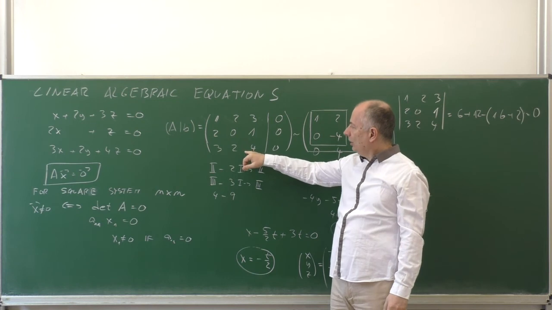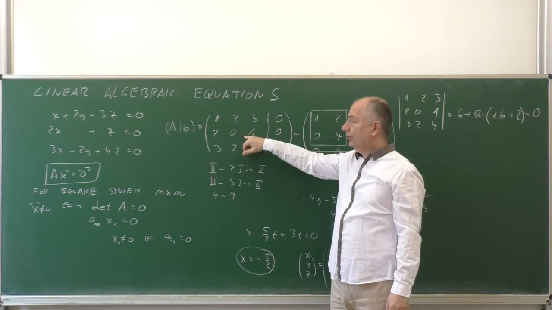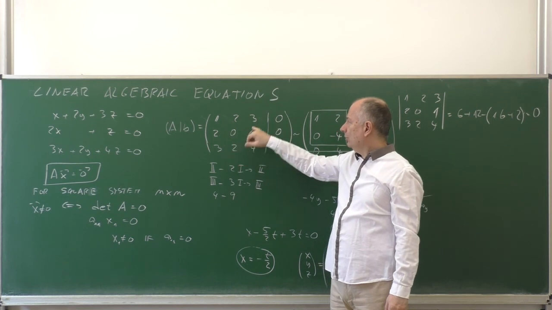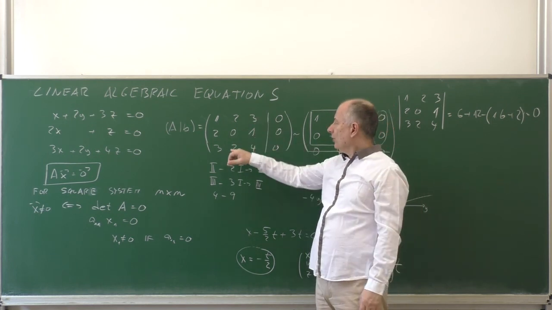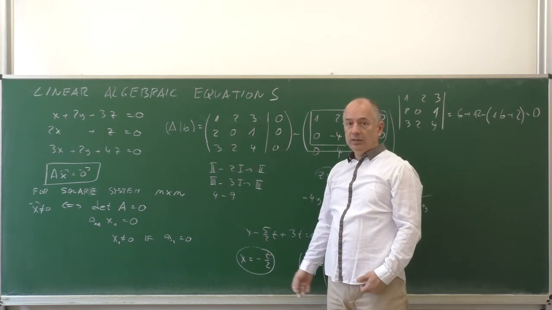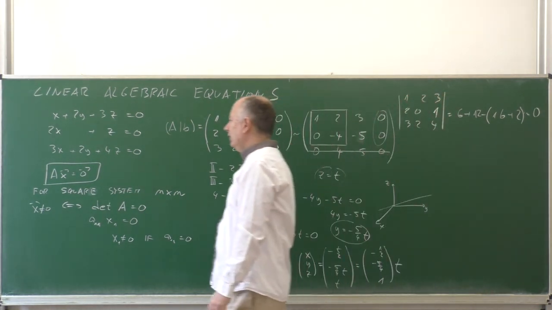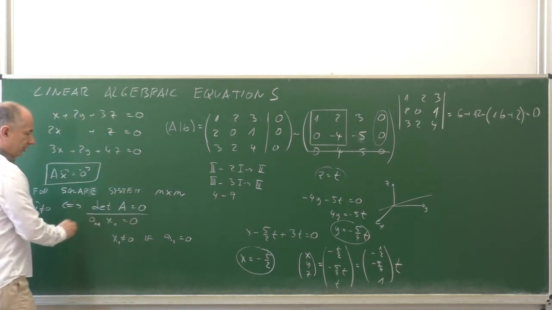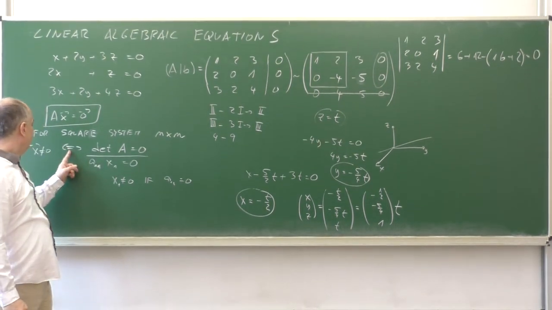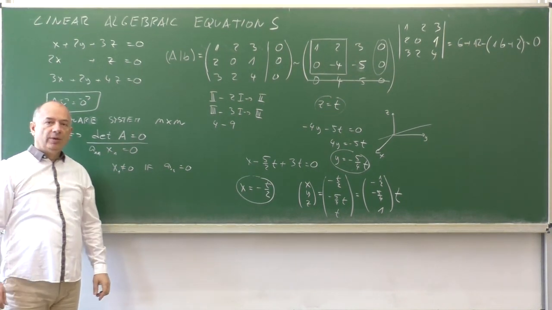Also you can see that the third row is just the sum of the first and the second row. You see, 1 plus 2 is 3, 2 plus 0 is 2, 3 plus 1 is 4. So if the third row is a linear combination of the other rows, they are linearly dependent and the determinant is 0. And this is a necessary and sufficient condition for the existence of the non-zero solution. The square system has a non-zero solution if and only if the determinant of the matrix is 0.